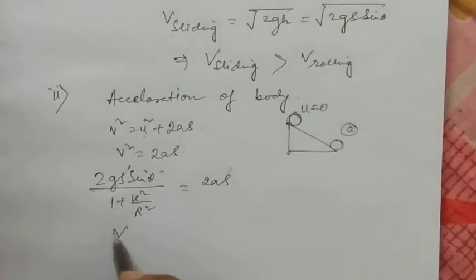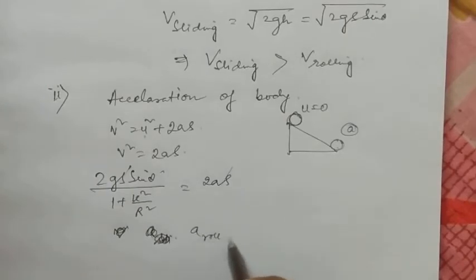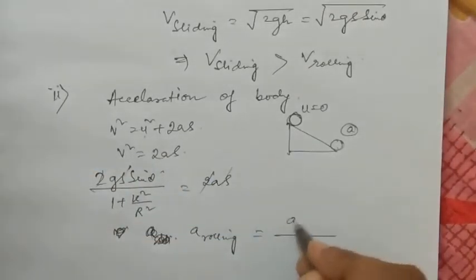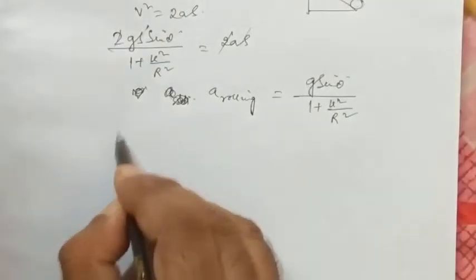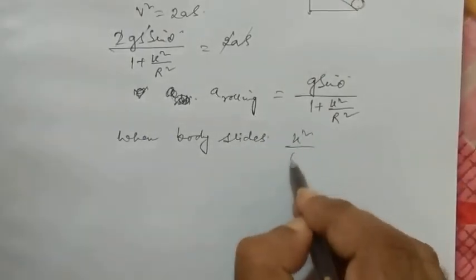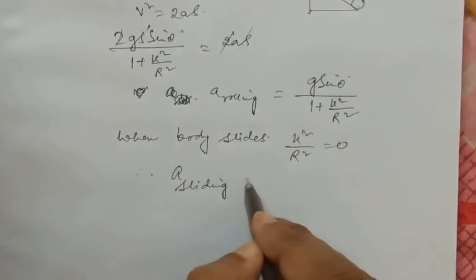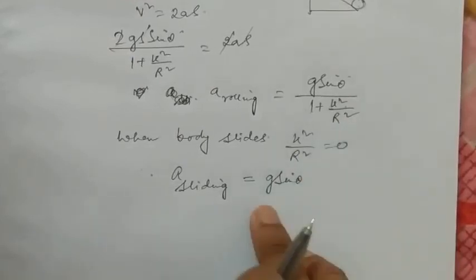So a of rolling is equal to g sine theta, the 2 also gets cancelled from both the sides, so g sine theta by 1 plus k square by r square. Again the sliding condition comes into play when the body slides. Again k square by r square is equal to 0. Therefore a sliding will be equal to g sine theta, because if this term is 0, that means 1 plus 0 means 1, so it will be only g sine theta.